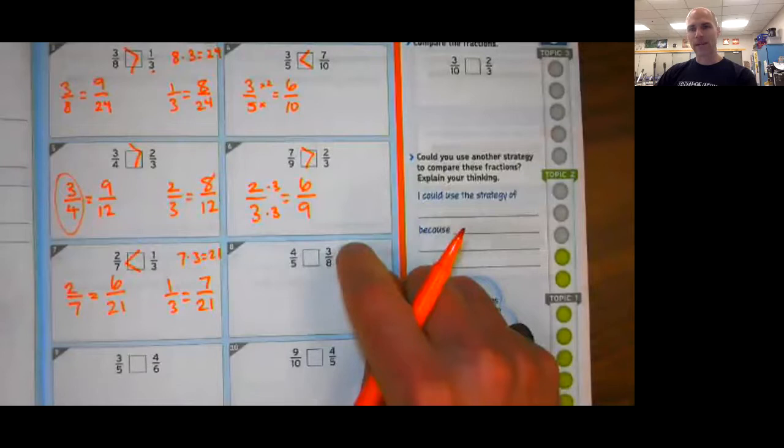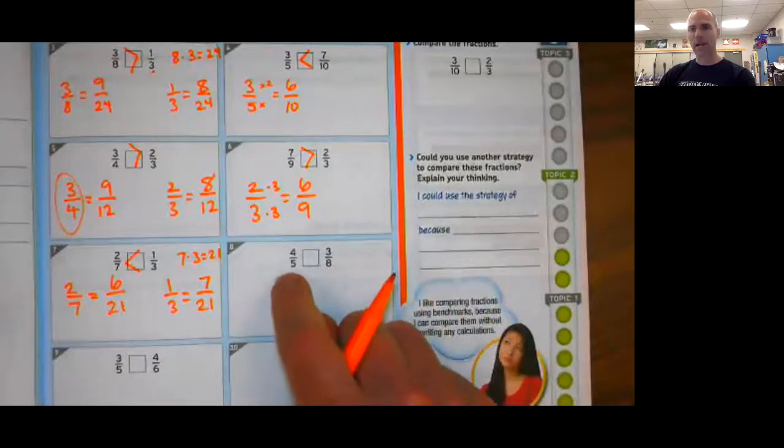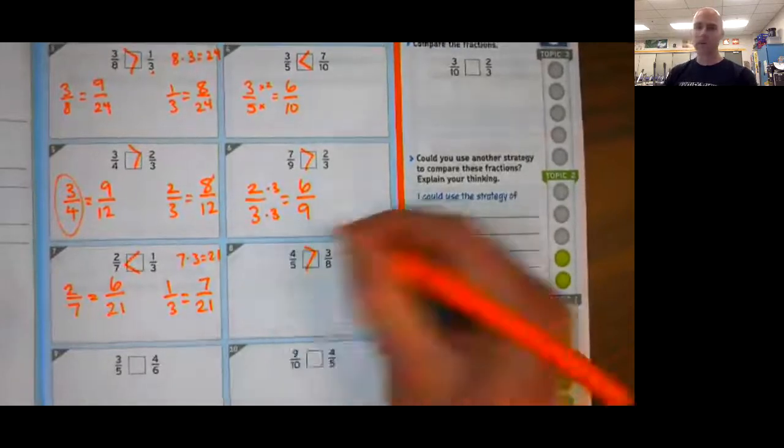But 3/8, on the other hand, is not as big as 1/2. 3 is less than half of 8. So that means that this one's less than half. This one's greater than a half. Let's make that one greater.